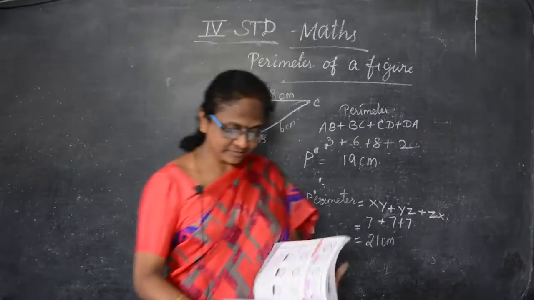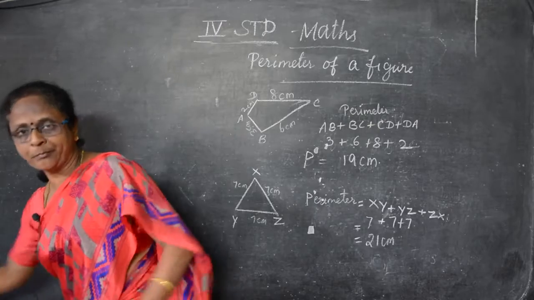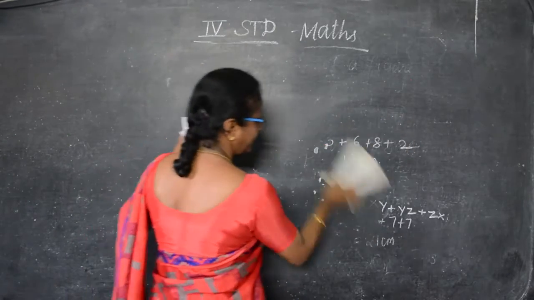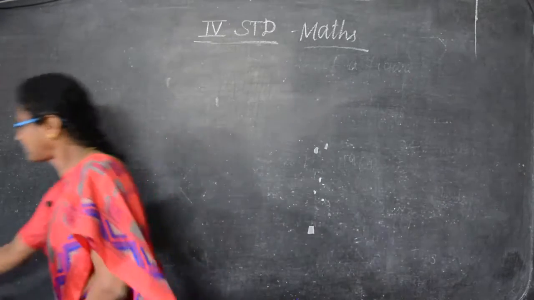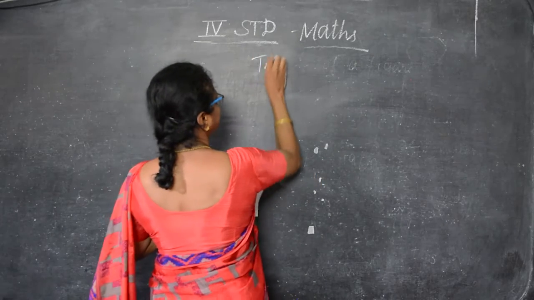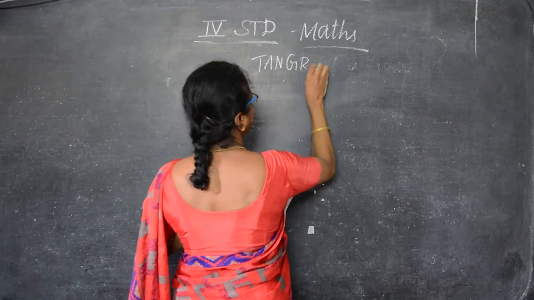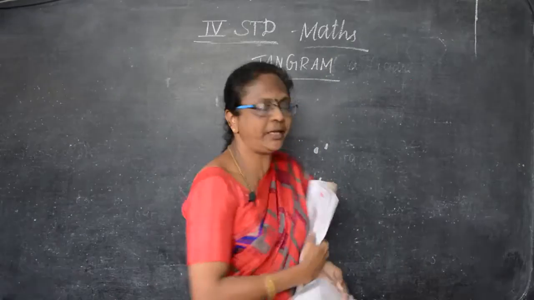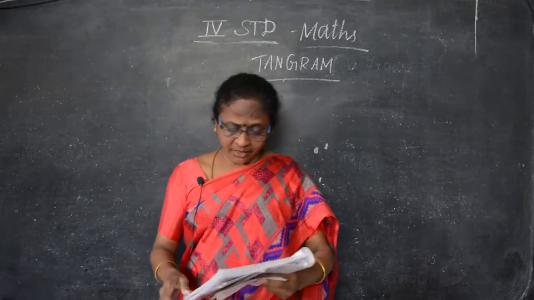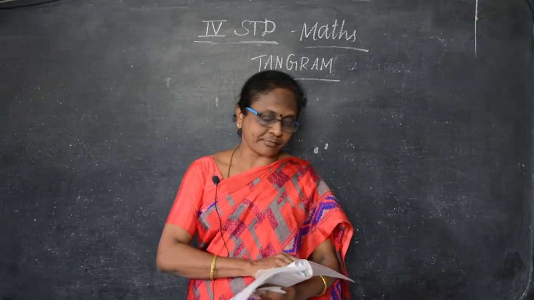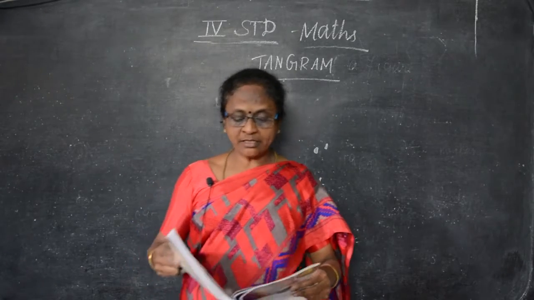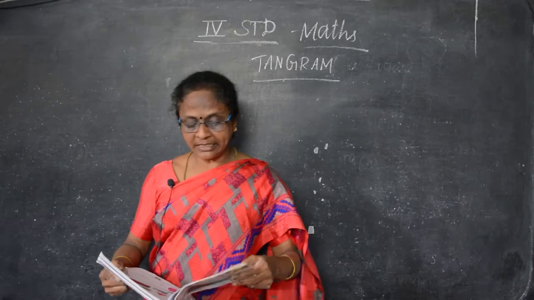Now the next one is tangram, how to make the tangram. This will be easy for you. Tangram is very, very easy. In this tangram, you can make pictures and dolls and everything. You can make 5 pieces of tangram and 7 pieces of tangram. In these pieces, you can color them and make use of them for different types of pictures.